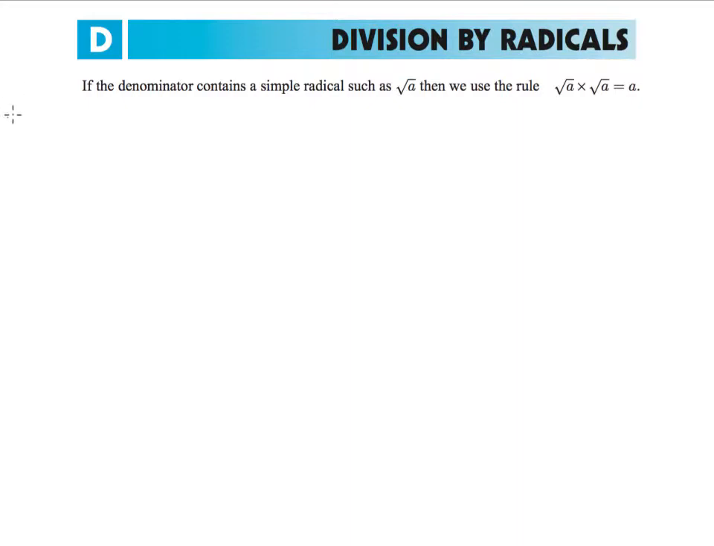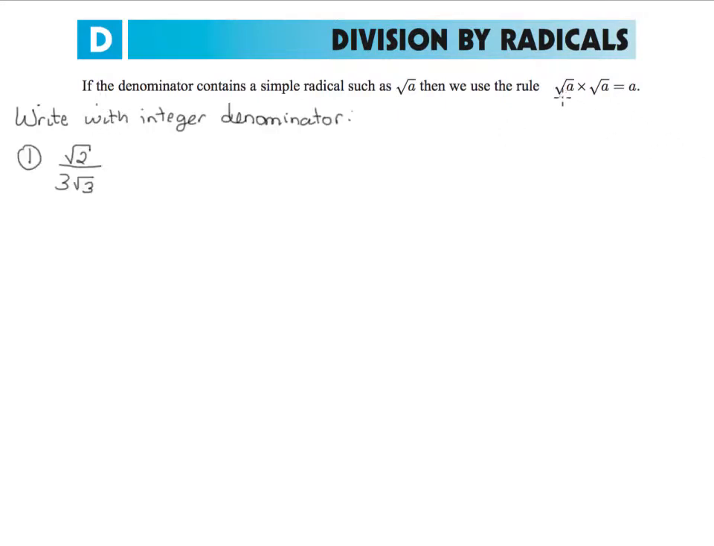So we're going to use this rule: if the denominator contains a simple radical, such as the square root of a, the square root of some number, then we use the rule that the square root of a times the square root of a equals a. So we're going to work on simplifying radicals.